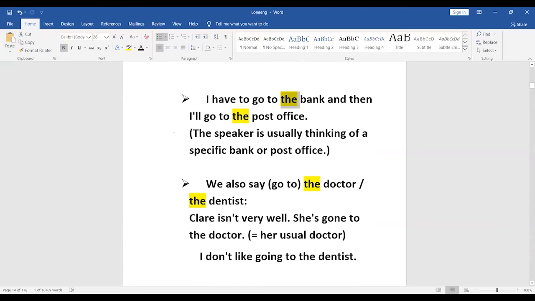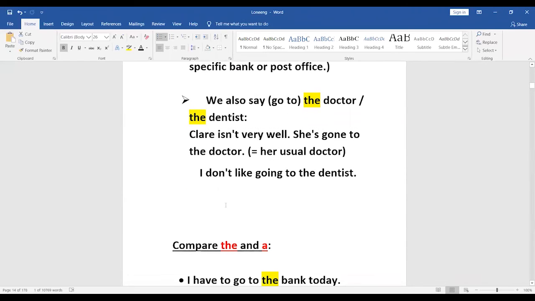Then I go to the post office. Now again, we don't have hundreds of post offices. Every locality, I'm sure, like your neighborhood, would have only one post office in that particular area, locality, city, or town. So, according to the locality, if there is only one post office, then it's "the," because it's being very specific to the bank or post office.